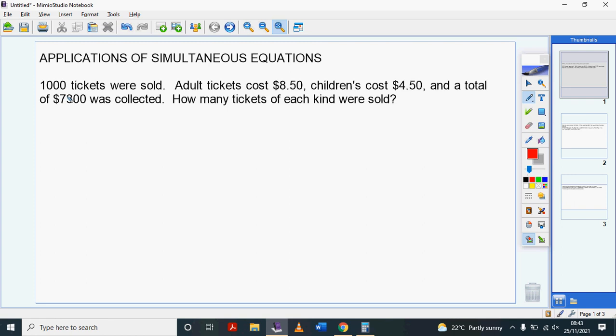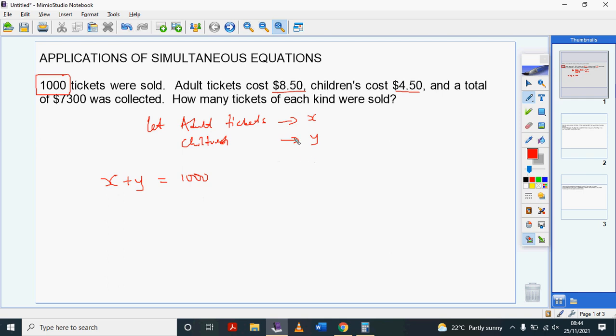So we have 1,000 tickets sold, and adult tickets cost 8.5, children's tickets cost 4.5. A total of $7,300 was collected, and they want us to figure out how many tickets of each kind were sold. So we can say here that let adult tickets be X, right? And let the children's tickets, if the adult tickets are X, the children's tickets, let's say they are Y, right? Now we know that a total of 1,000 tickets are sold, so that means that the sum of X and Y, X plus Y, is equal to 1,000, right?